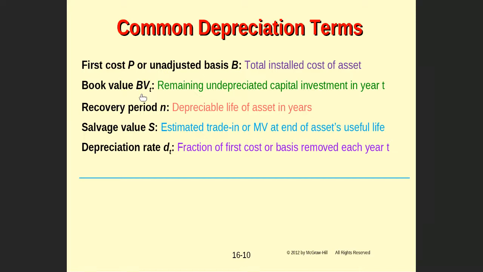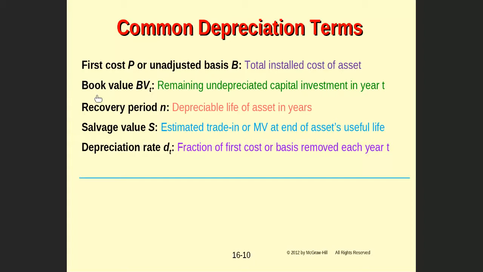I will explain them, but pay attention to them. The first cost is usually known from chapter 5. It is P. Here they can call it also B, as referring to an adjusted basis, which is the total installed cost for the asset, the initial cost.